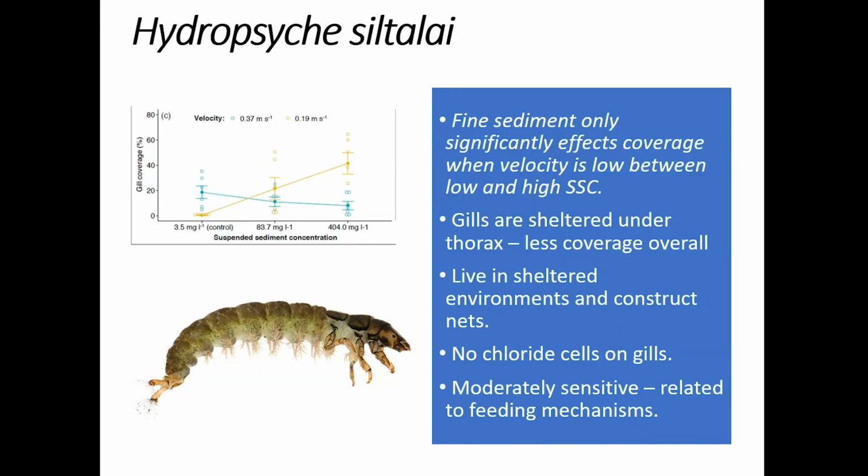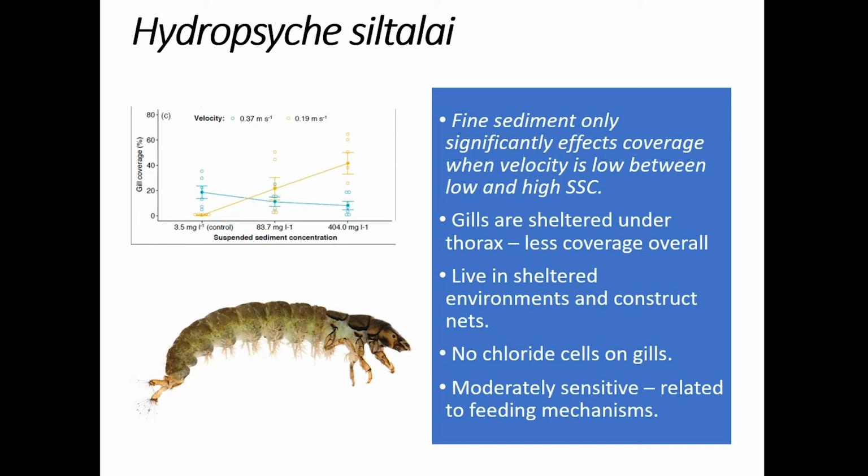And lastly, my caddisfly. I found that fine sediment only significantly affected coverage when velocity was low, between low and high suspended sediment. For this taxa, the gills are very sheltered under the thorax. There was less coverage overall across all treatments. They live in quite sheltered environments, and they actually construct silk nets with their mouth parts in order to feed. They don't have chloride cells on the gills, just the mayflies have that, and they're considered moderately sensitive to fine sediment.